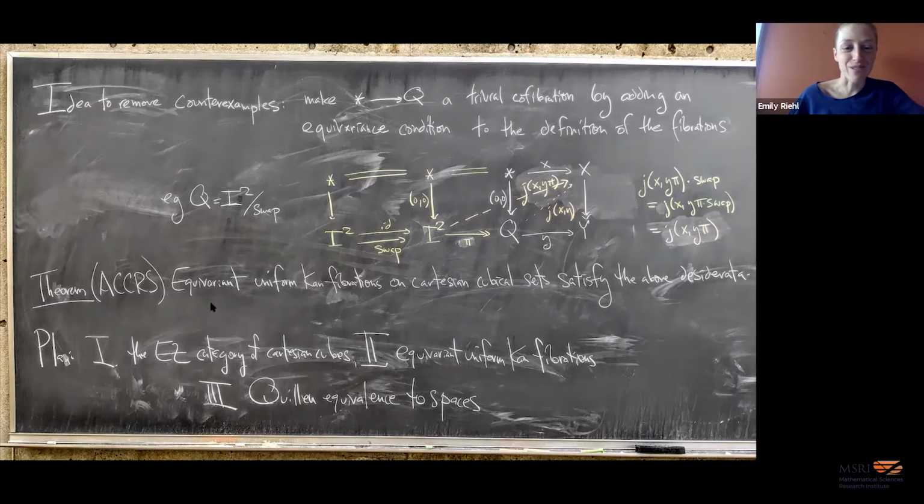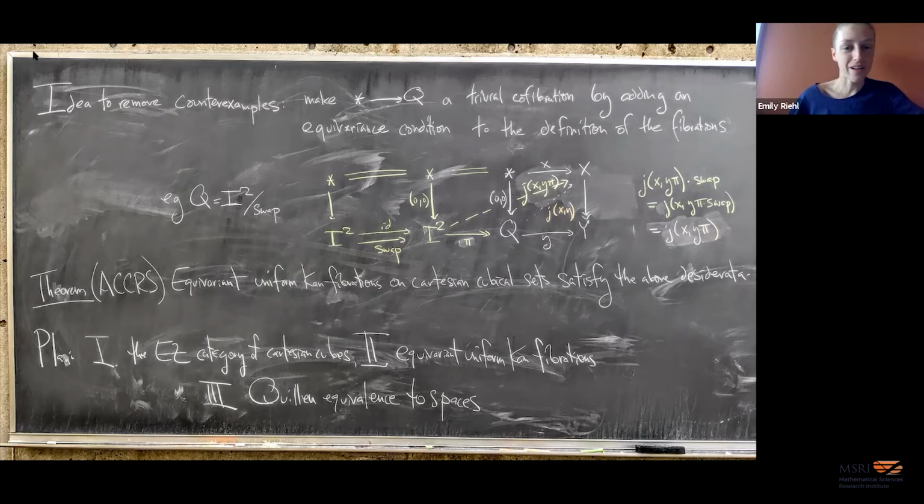So we will introduce a notion of fibration called equivariant uniform fibrations on the category of Cartesian cubical sets. These are the cubes with faces, degeneracies, symmetries, and diagonals. And they're going to satisfy the above desiderata. So this will be equivalent to spaces, the Quillen equivalence will be by a nice functor, the triangulation functor. And the cube category is one of these Reedy sort of cube categories.